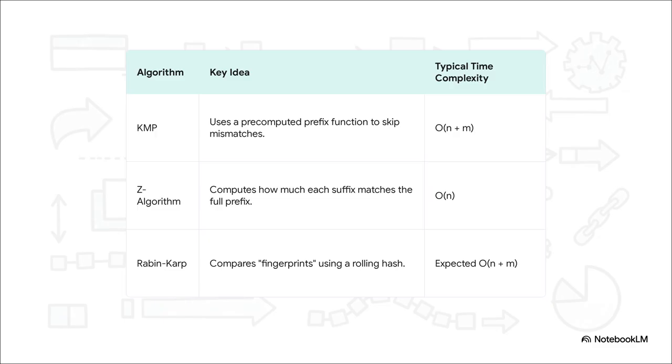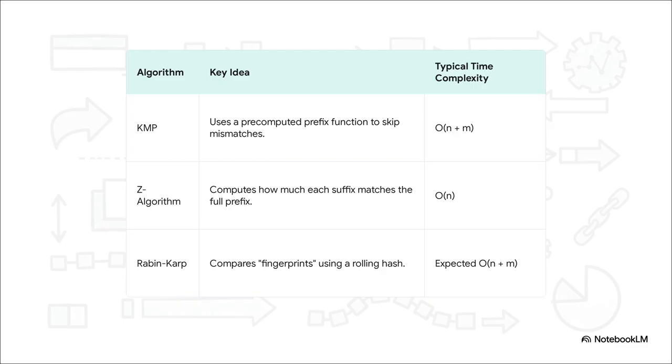So let's look at these 3. They're all ridiculously fast, but they get there in different ways. You've got KMP and the Z algorithm, which are smart. They pre-process the pattern so they can make these huge intelligent jumps when they find a mismatch. They give you a solid worst-case guarantee. Then you have Rabin-Karp, which uses this really clever fingerprinting trick with hashing.